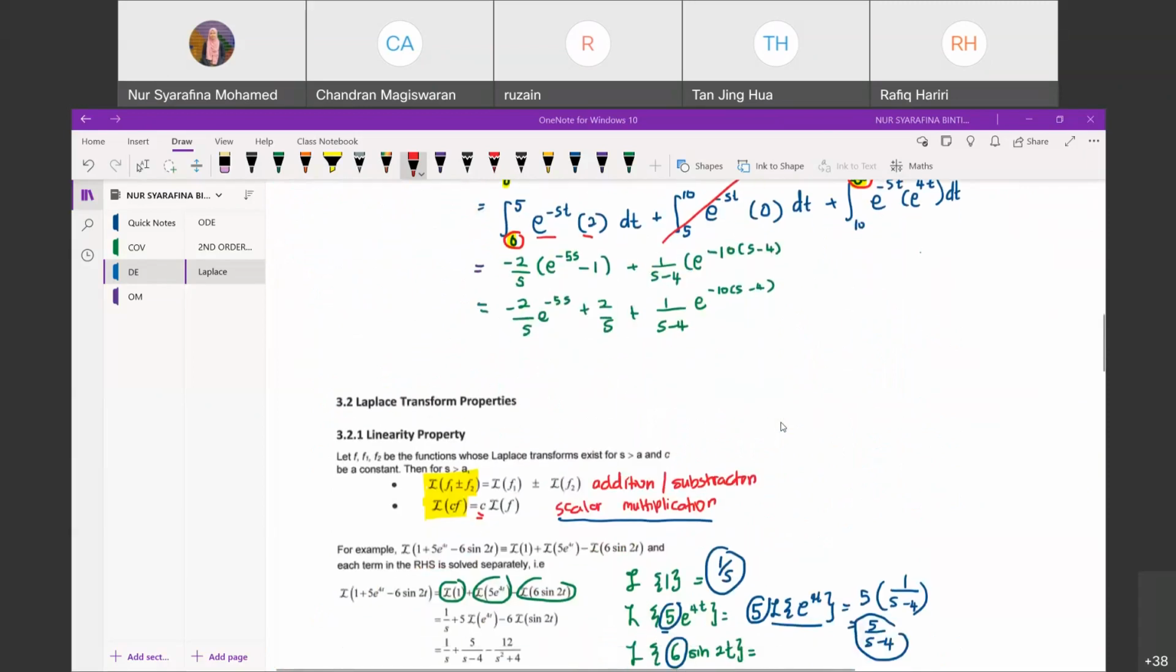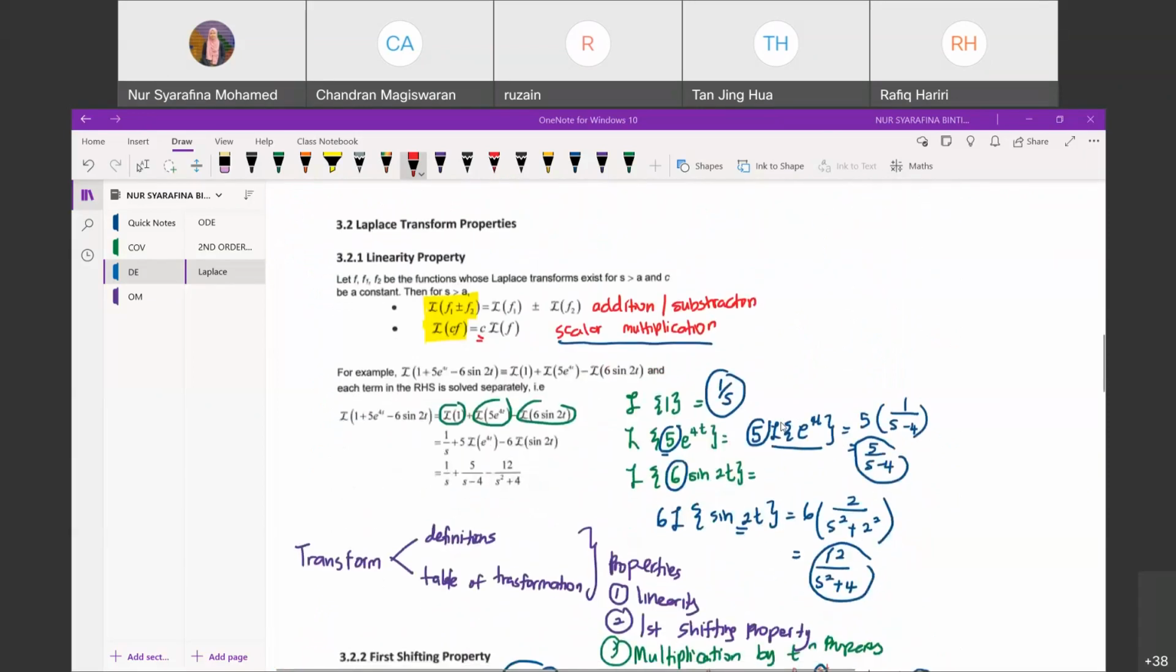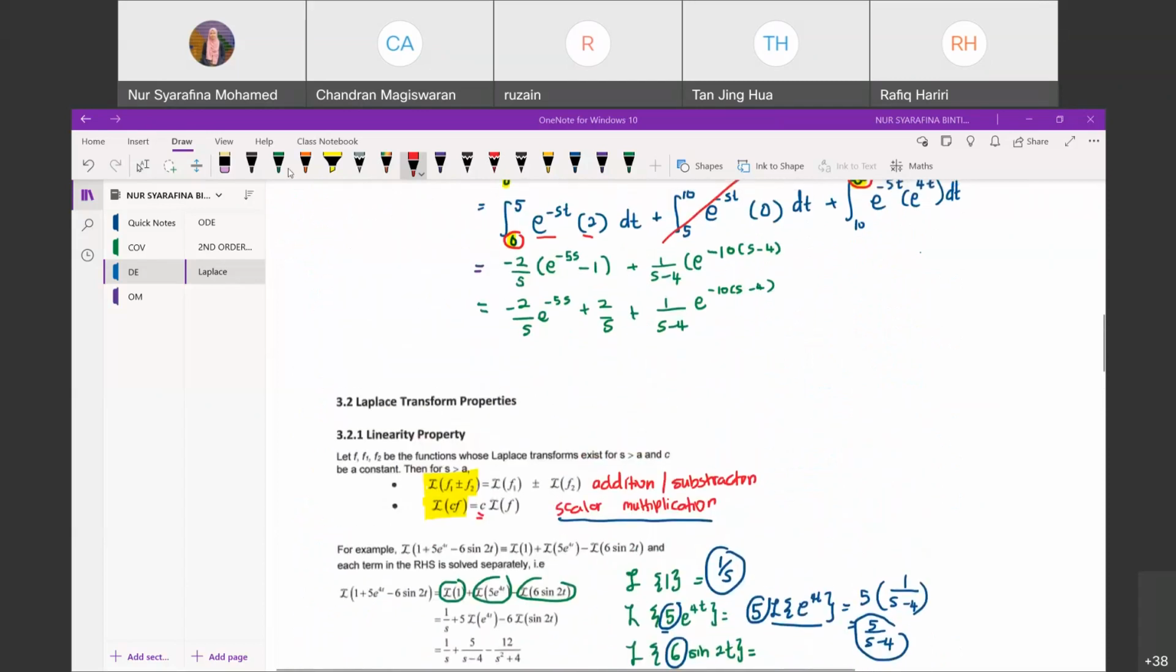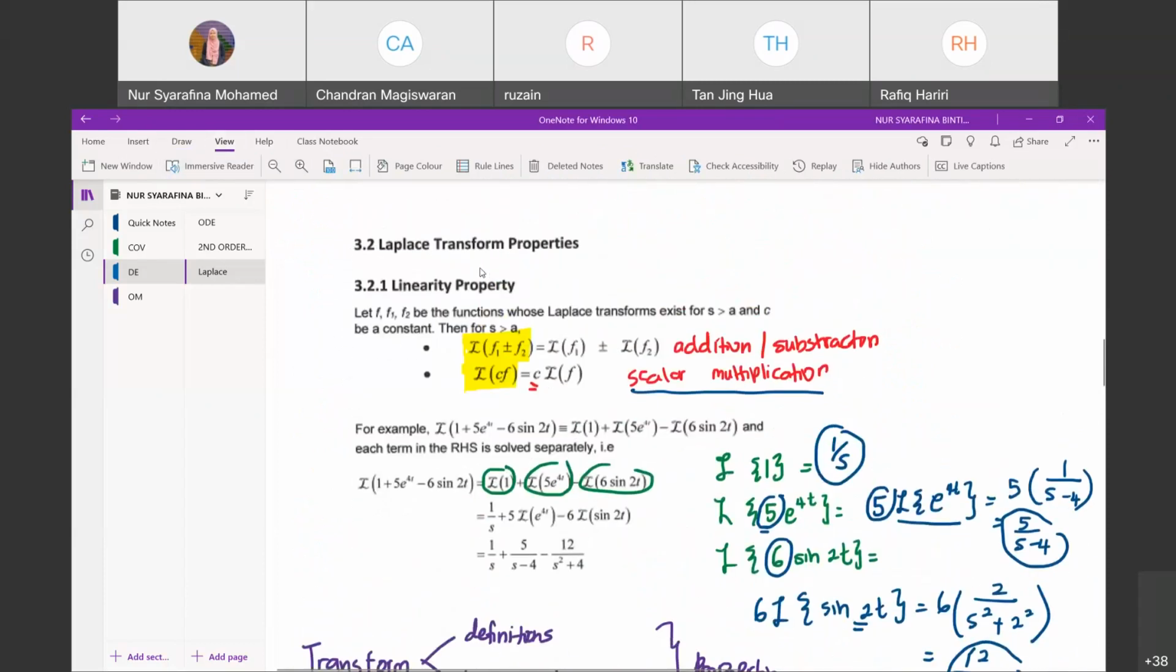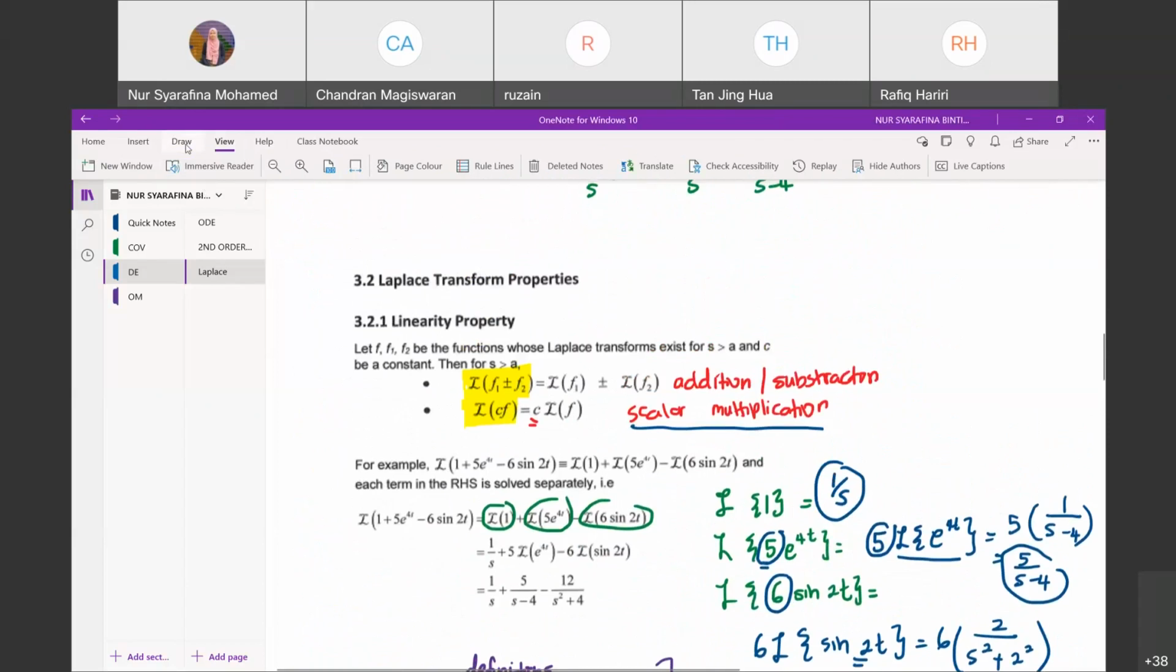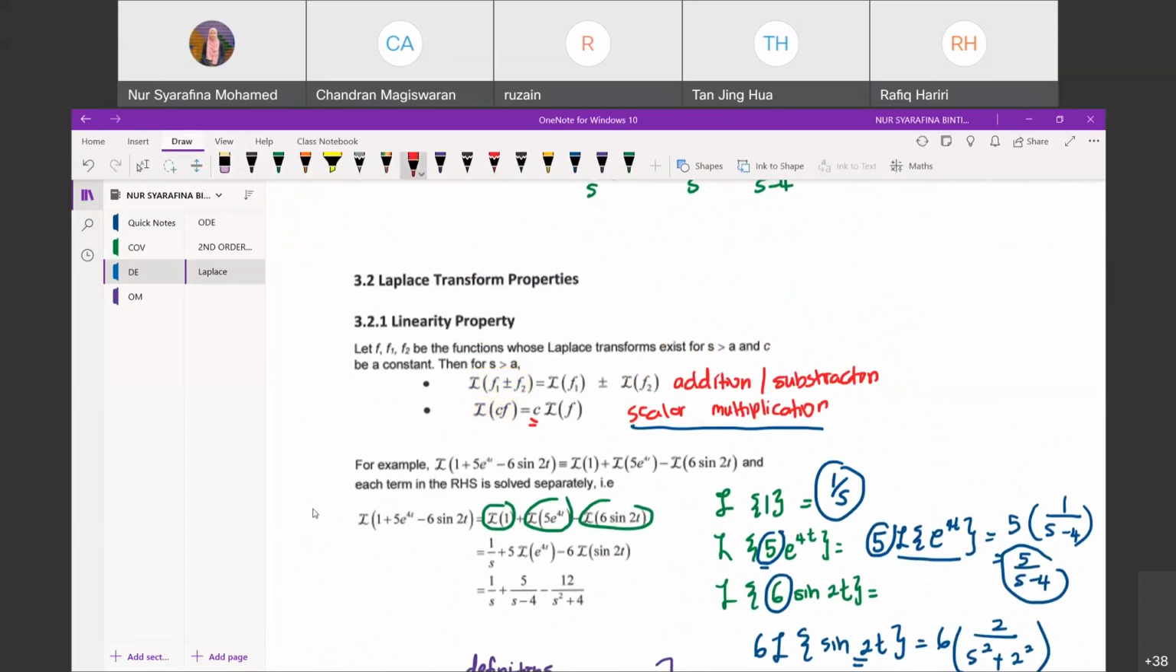By the properties. So here, the first one, there are properties. Now you know how to transform by using the definition. Once you know how to transform, you need to understand the properties of transformation, in order to ease the process of transformation.